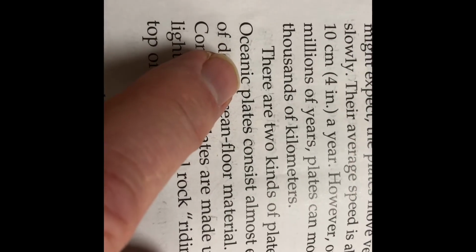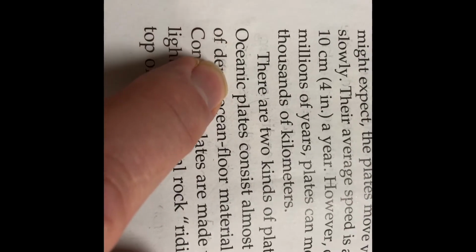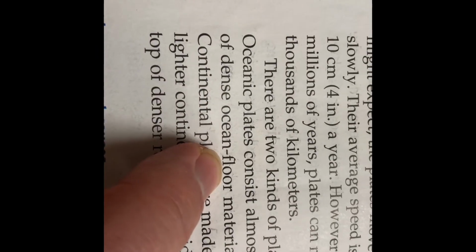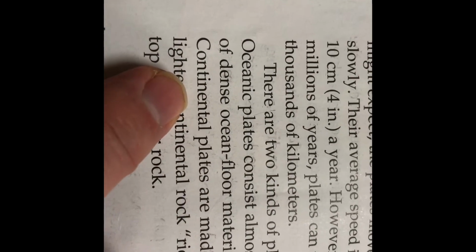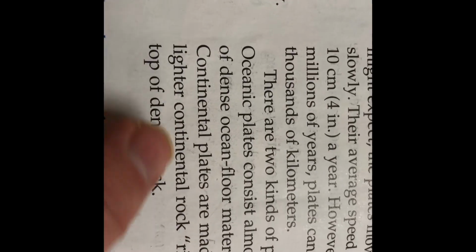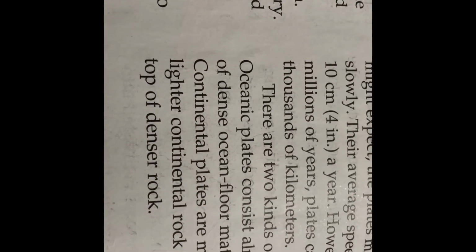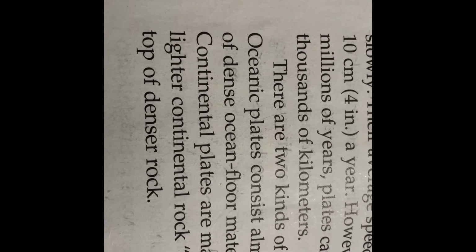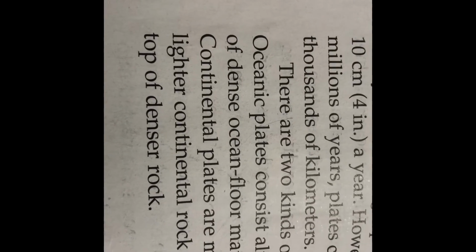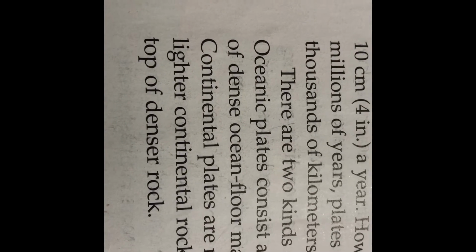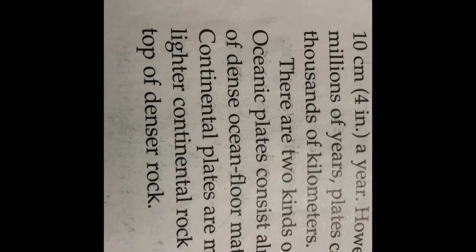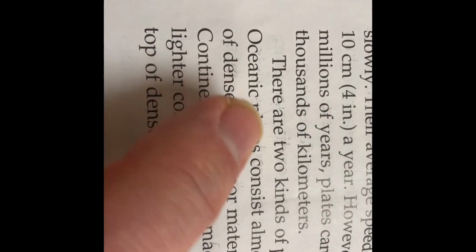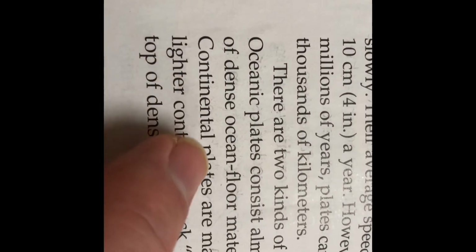So the two types are oceanic, and I think you should write that in your notes, oceanic. So they consist almost entirely of dense ocean floor, and continental plates are made up of lighter continental rock. Okay, so those are the two types of tectonic plates, oceanic and continental. Oceanic has to do with oceans, so the ocean floors, and continental has to do with continents.